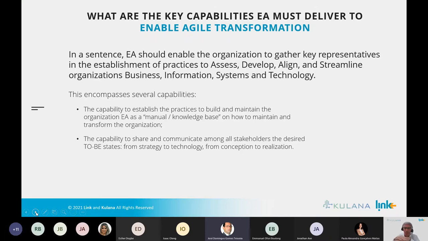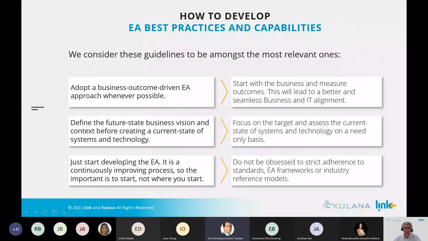So it's to establish the practices around keeping knowledge and sharing the knowledge of what the organization is and what is expected to be in the different layers: business, processes, systems and technology. And so establishing these communication channels and groups of people from the different areas is the key capability that you should have when developing the enterprise architecture. Okay, go ahead.